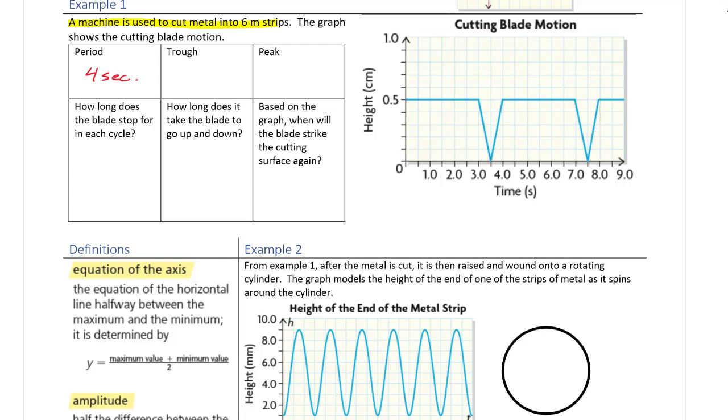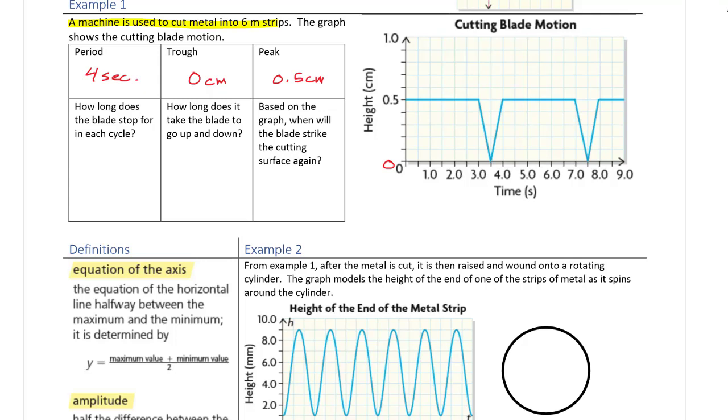Now the next thing it says is, what is the trough? So what's the lowest the y value is? Well, the lowest it goes is when the blade comes all the way down to a height of 0. So 0 what? The units are centimeters. Again, we're talking about the y coordinates. What's the peak, the highest the blade goes? Only half a centimeter high. So there's your peak and trough: the highest it goes and the lowest it goes. All right, what else do we have to talk about here?